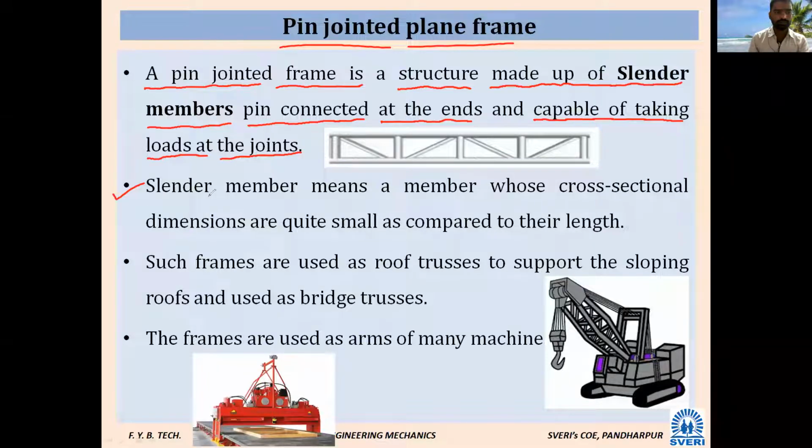Next point. Slender member means a member whose cross-sectional dimensions are quite small as compared to their length.